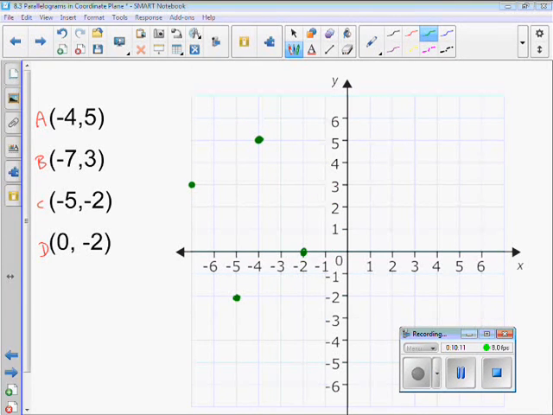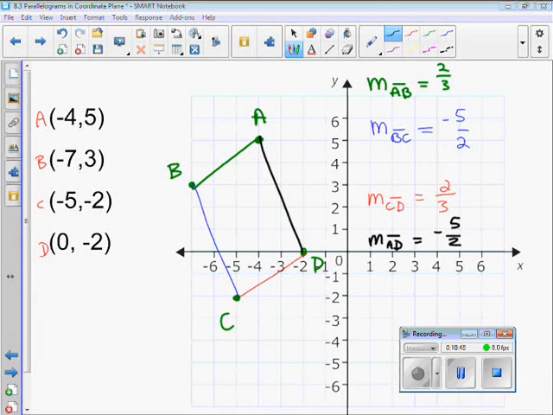All right, let's take a look at this one. A slight variation. Okay, so you have negative 7 comma 5, negative 7 comma 3, negative 5 comma 2, and then 0 comma negative 2. So what I want you to do is go draw those, put those points down, and then look at the slopes of all four sides and see if any of them are parallel. Put me on pause and come back.